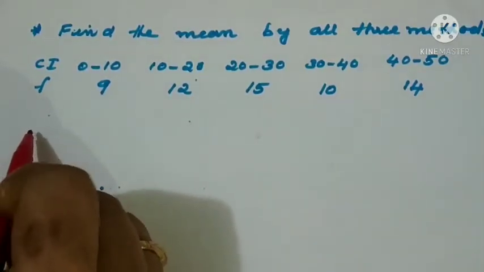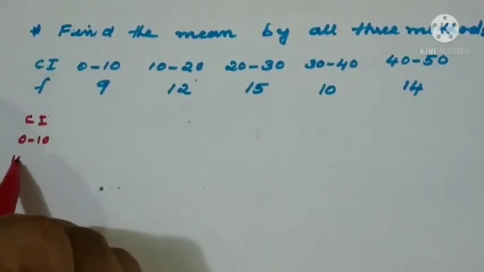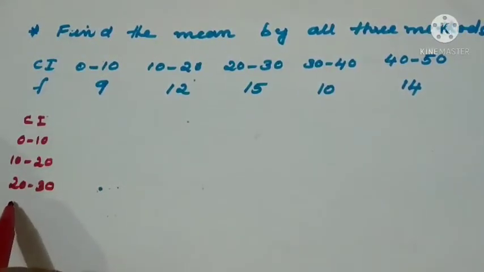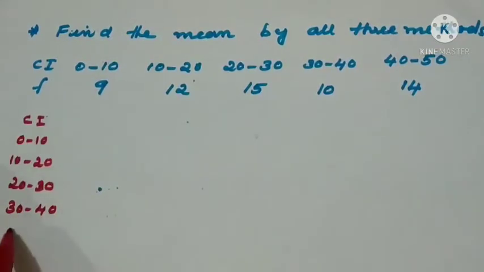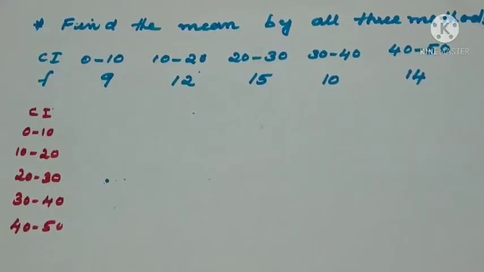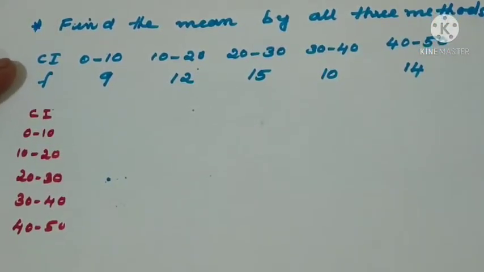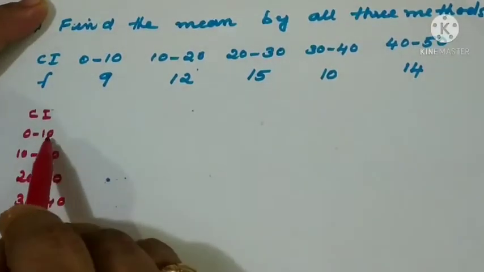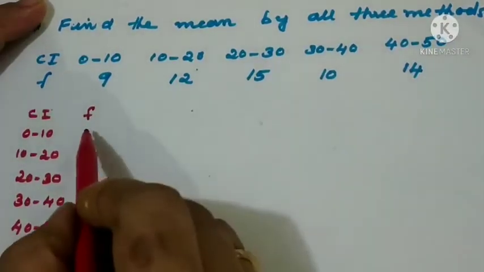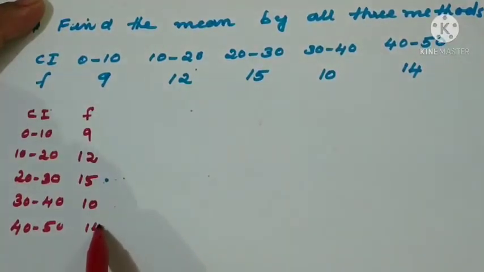Here we continue with the class intervals: 0 to 10, 10 to 20, 20 to 30, 30 to 40, 40 to 50. All class widths are the same, that is, 10 is the difference, right? Now the corresponding frequencies we are writing down: 9, 12, 15, 10, then 14.